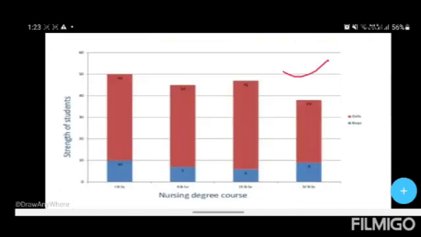As you can see here, nursing degree course. In nursing degree course, strength of the students are shown here. This is the strength of girls and this is the strength of boys. There are two components shown in one bar diagram, that is subdivided bar diagram.